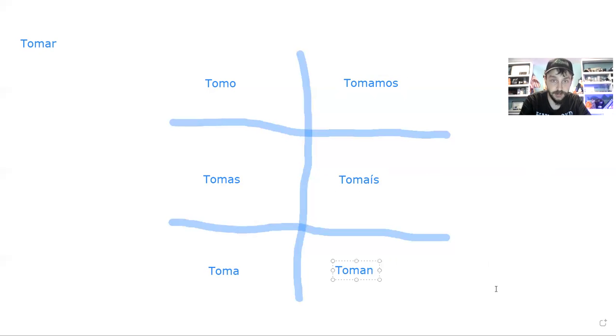So, for the Spanish verb tomar, you have yo tomo, tú tomas, él toma, ella toma, usted toma. Nosotros tomamos, nosotras tomamos, vosotros tomáis, vosotras tomáis, ellos toman, ellas toman, y ustedes toman.